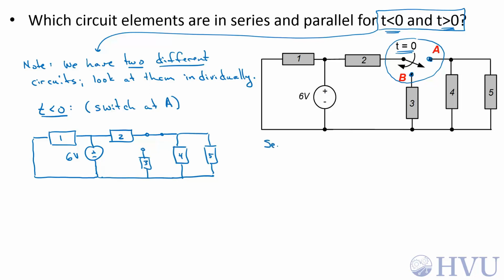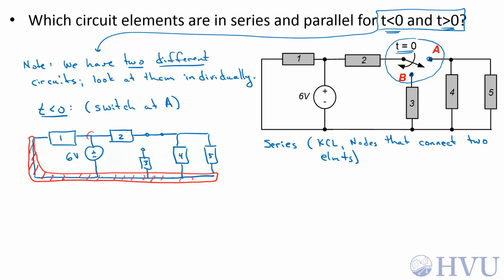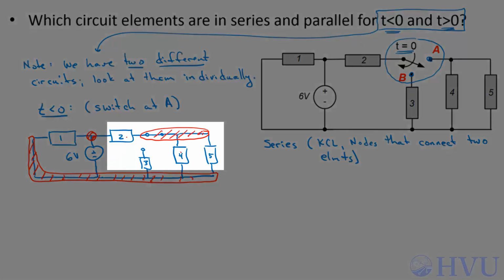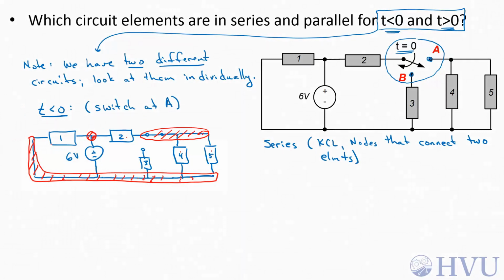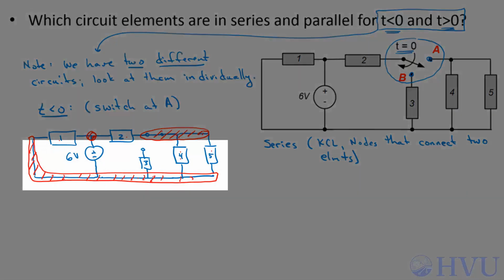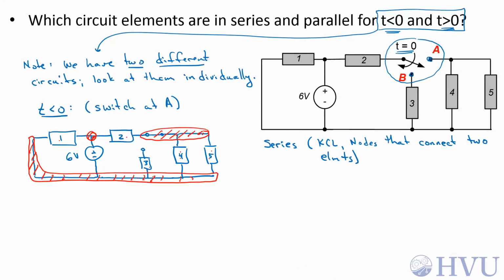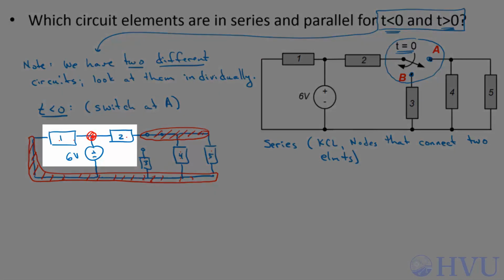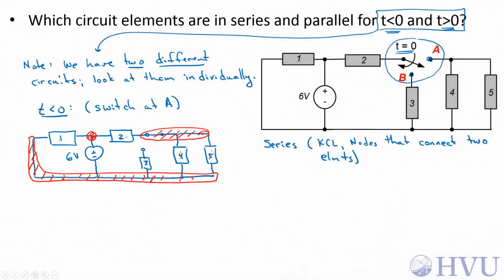Let's find series elements. For series elements, we're going to do KCL, and what we want are nodes that are connected to only two elements. If I identify all of the nodes in the circuit, this is a node, this is a node, and this is a node. This node connects elements 2, 4, and 5. This node connects elements 1, the 6-volt source, 4 and 5, and element 3, not that that really matters, and this node here connects elements 1, the 6-volt source, and 2. None of the nodes in this circuit connect only two elements, so there are no series elements.